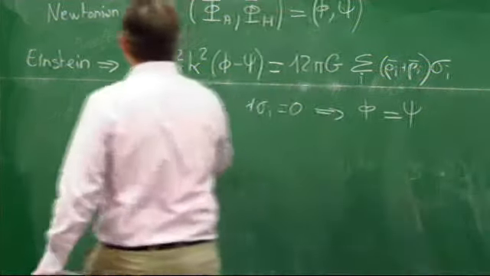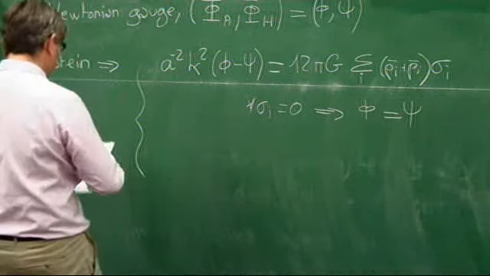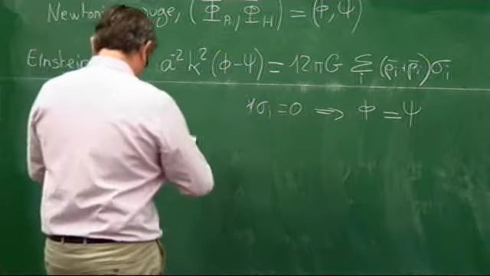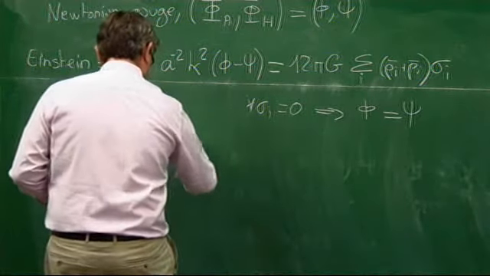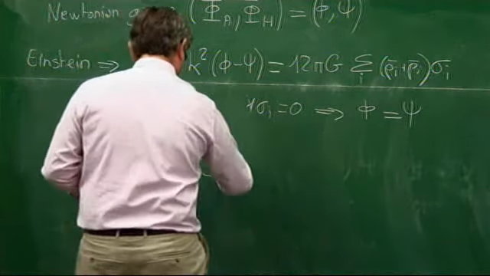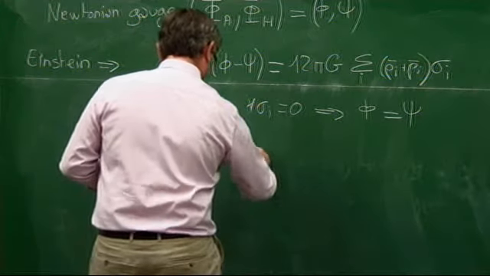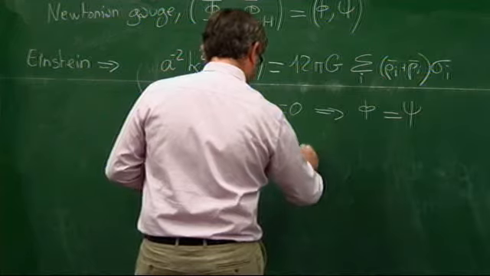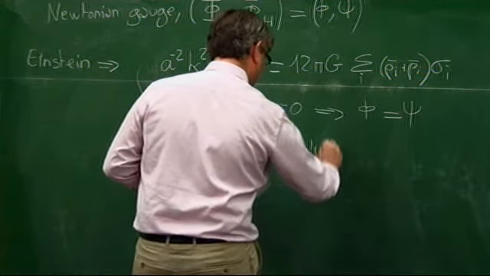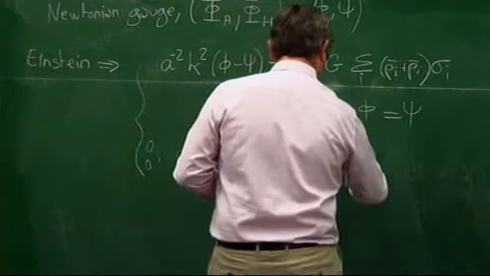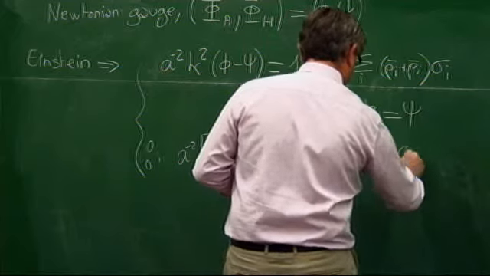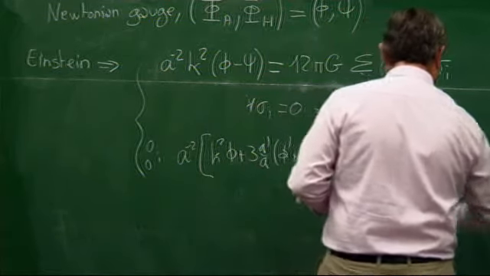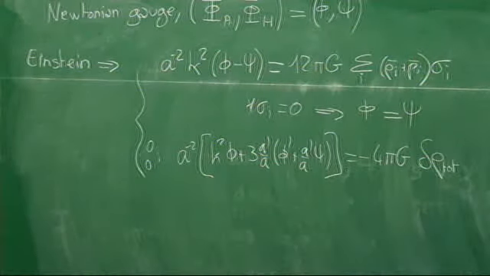The other illuminating Einstein equation is the one for the 0,0 component. It tells you that minus 2 times k squared phi plus 3 a prime over a phi prime plus a prime over a psi is equal to minus 4 pi G times the total perturbation of energy, delta rho tot, that you get by summing over the species.